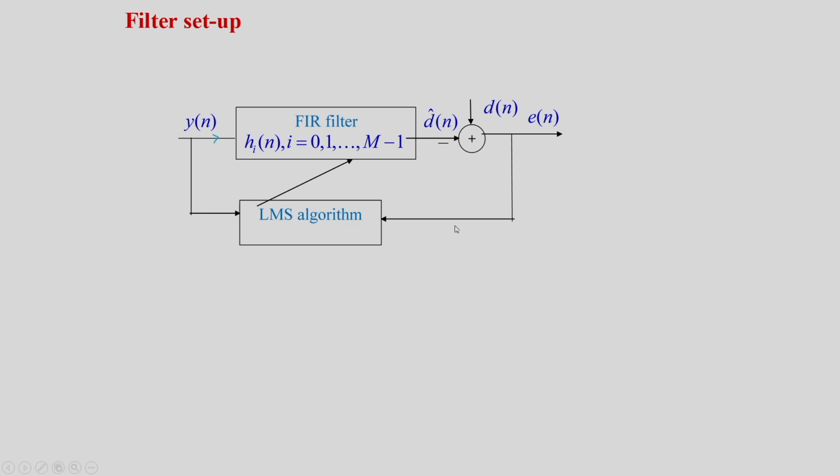This error signal is passed to the LMS algorithm, and there the filter coefficient will be updated according to the error, and the filter coefficient will be passed over to the FIR adaptive filter. So, that way this LMS algorithm has two inputs. One is the data itself, because data vector is needed there, and this side is the error signal.